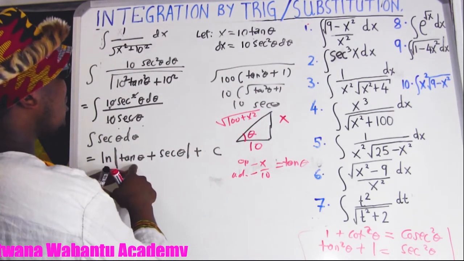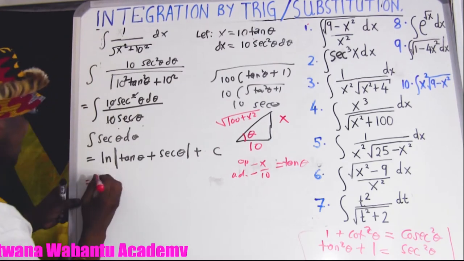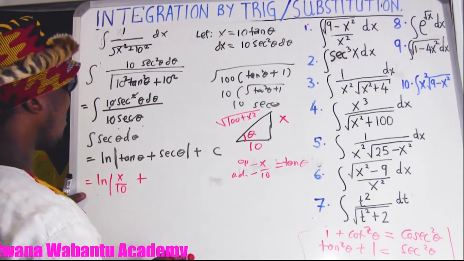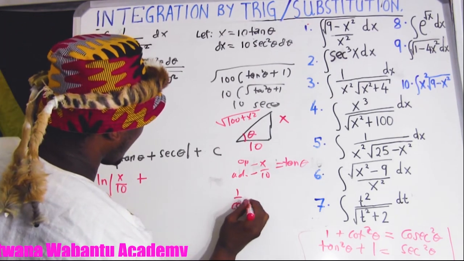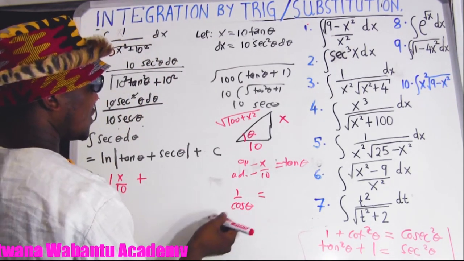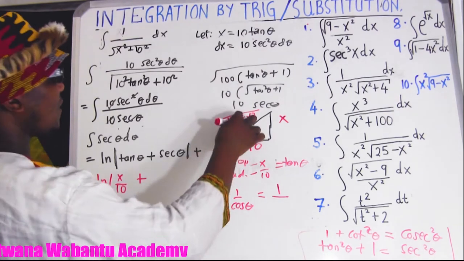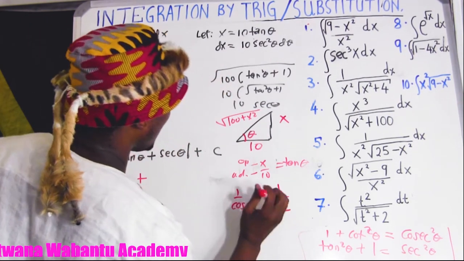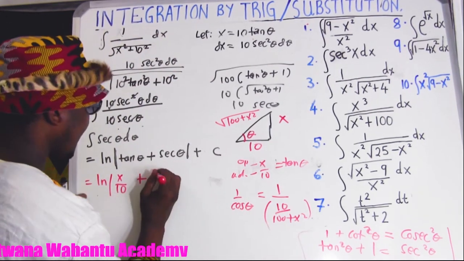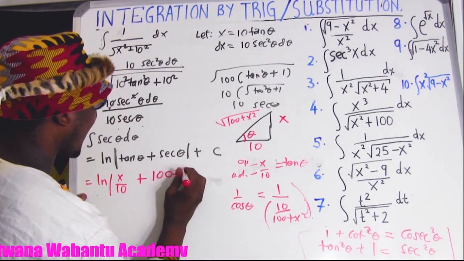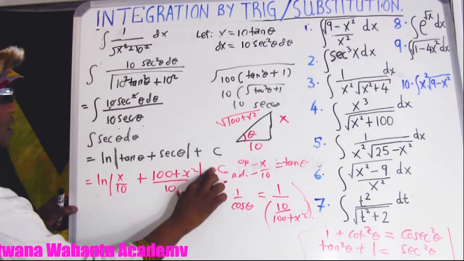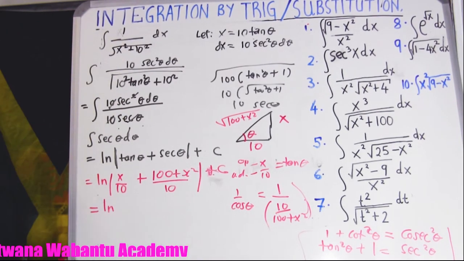So now, how are we going to get tan? We know tan equals x over 10. So ln of x over 10, and then plus sec. How are we going to get sec? Sec is 1 over cos. What is cos? Cos equals adjacent over hypotenuse, 10 over the square root of 100 plus x squared. So flip it: the square root of 100 plus x squared, over 10, absolute value, plus c.